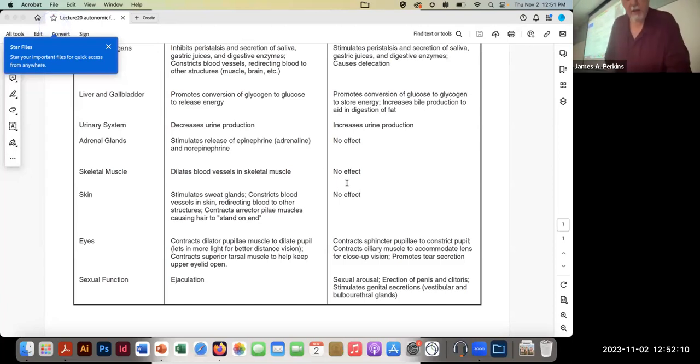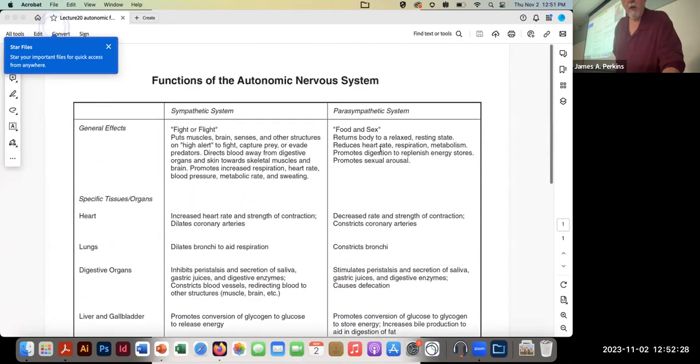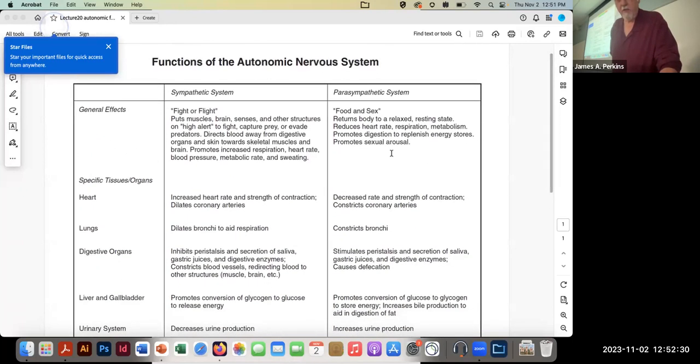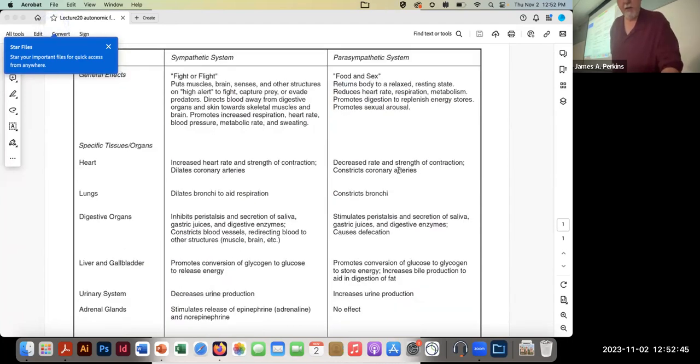So in the heart, the parasympathetic system, in this case specifically the vagus nerve, which is part of the parasympathetic system, decreases the heart rate, decreases the strength of contraction, and constricts the coronary arteries. In the lungs, it constricts the bronchi. In the digestive organs, it stimulates this process of peristalsis, stimulates the secretion of saliva from all the salivary glands in your head, as well as gastric acid and digestive enzymes from things like the stomach and the pancreas, and causes defecation, makes you poop.